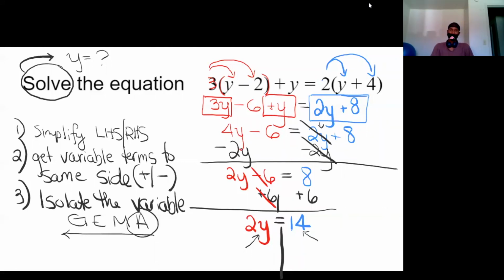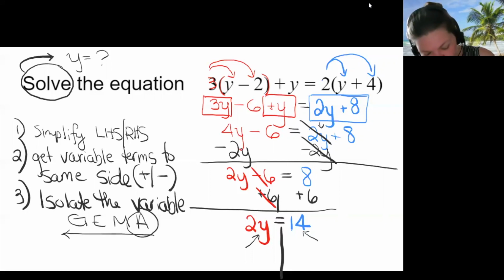2 on y means it's multiplying, so you have to do the opposite with the line. Bingo. 2 squished against y means they're multiplying. I'll do the opposite. I'll divide. I can do whatever I want as long as I do it to both sides of an equation. And now my new equation will be? 7. Well, 7's on one side. Yes. Y. Yeah, y is equivalent or equal to 7.